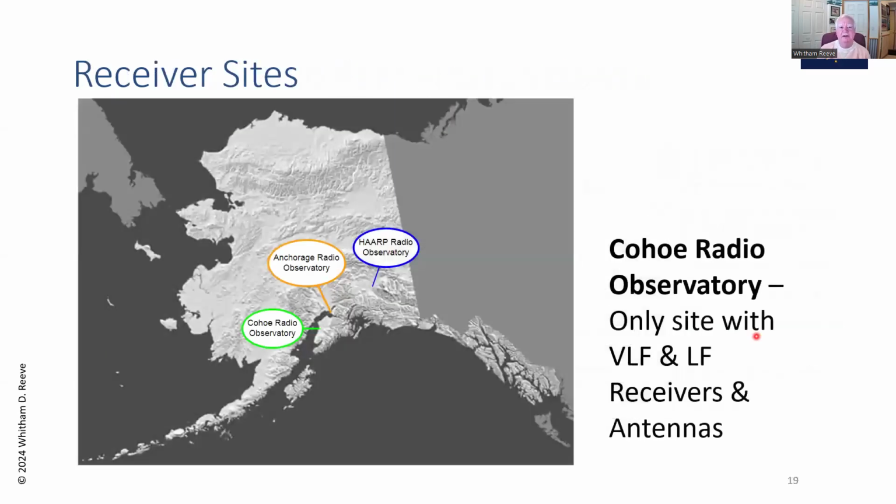So the receiver sites, just to remind you: this is Alaska, and Coho Radio Observatory is the one down here in South Central Alaska where I actually had the VLF receiver sites going. The distance from Harp to Coho is about 400 kilometers, and from Harp to Anchorage is about 300 kilometers. So there is roughly a 100-kilometer distance between where I live and where the observatory is located.